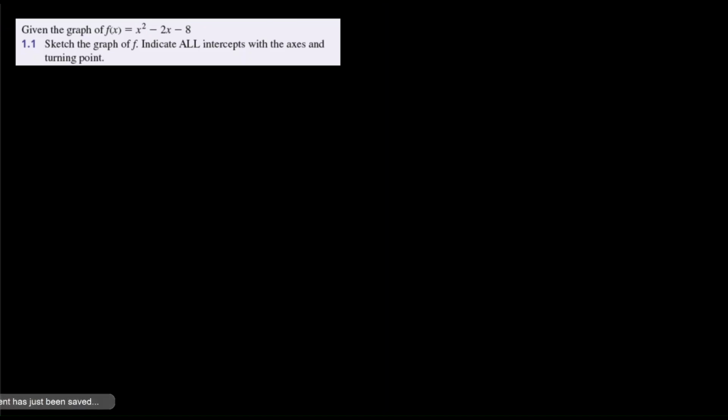functions. So I suppose we're given the question that says the graph of f of x is equal to x squared minus 2x minus 8, and we're asked to sketch the graph of f, indicating all intercepts with the axis. So they say all, meaning that they need to see the x-intercepts and the y-intercepts. And because we have two axes, the vertical axis, which is the y-axis, and the horizontal axis, which is the x-axis, and also the turning point where the graph will change direction.